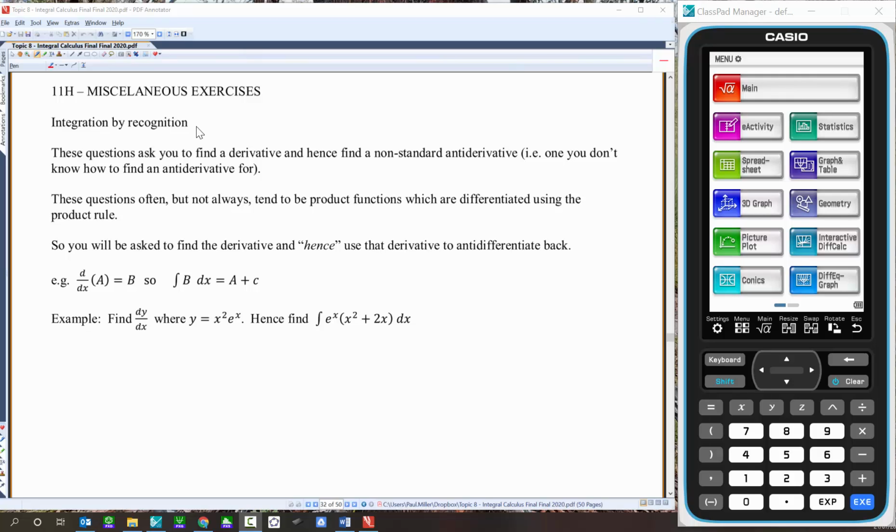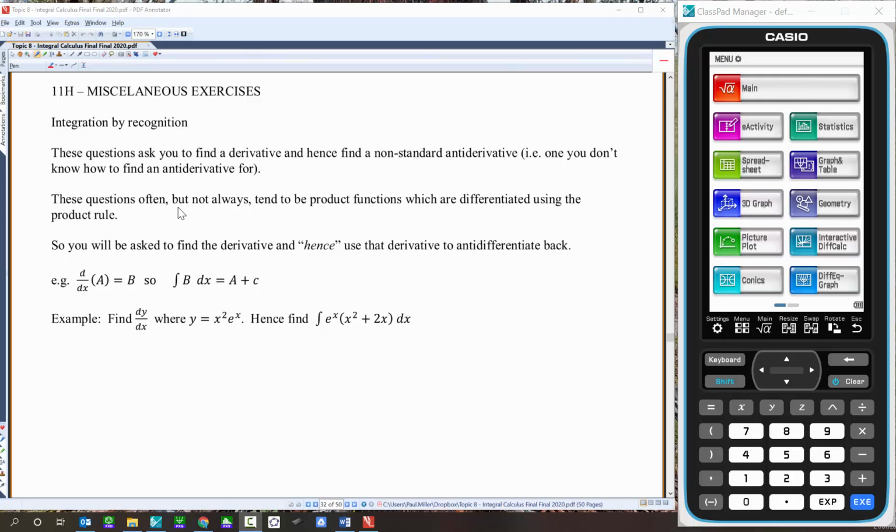One thing that 3-4 method students usually find quite challenging is integration by recognition. There's a couple of signs that they want you to use it. These questions ask you to find a derivative and hence find a non-standard antiderivative. It's going to be one where, if you look at the thing you're trying to integrate, you'll be like, he never taught me that one.